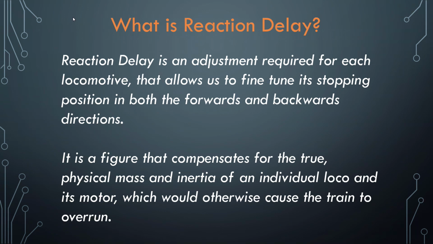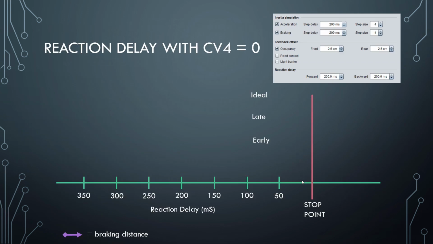Now that's a lot of words, so let's have a look at an illustration to see if we can demonstrate what it means. This is a diagram showing the desired stopping point for our loco, the target stop point. And along the bottom here is the reaction delay in milliseconds, just like we see in iTrain itself. Here we see that the reaction delay is at the default setting of 200 milliseconds. And we have an adjustment for when the loco is traveling in the forward direction and an adjustment for when it's traveling in the backward direction.